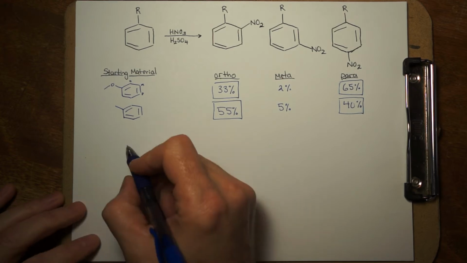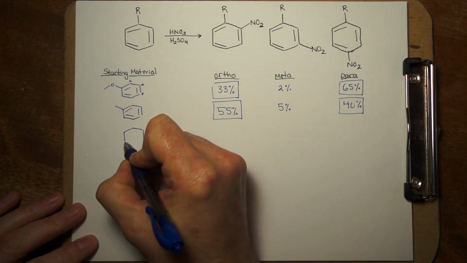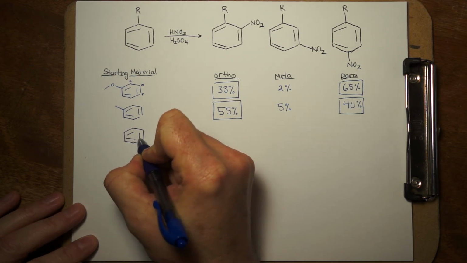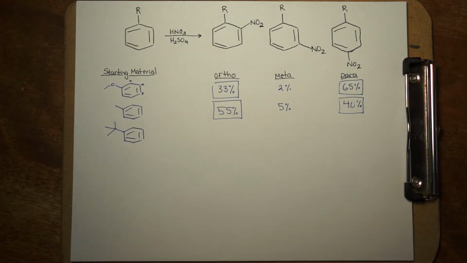Okay, so moving on, if we change that methyl group now to a tert-butyl group, how do you think that is going to affect the outcome of the reaction? How do you think that is going to affect the product distribution? So pause the video, think about it for a second. Come up with some numbers or an idea of what we should expect to see, and then restart the video to see if you are correct.